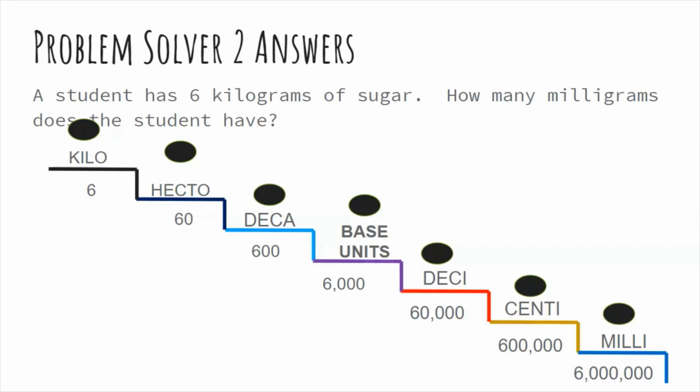Now, if we were to count how many staircases we went down: 1, 2, 3, 4, 5, 6. You could have just added 6 zeros at the end and gotten the same result, or done 6 times 10 to the 6th and been perfectly correct. Both answers are acceptable and correct. So our answer is 6 million milligrams.